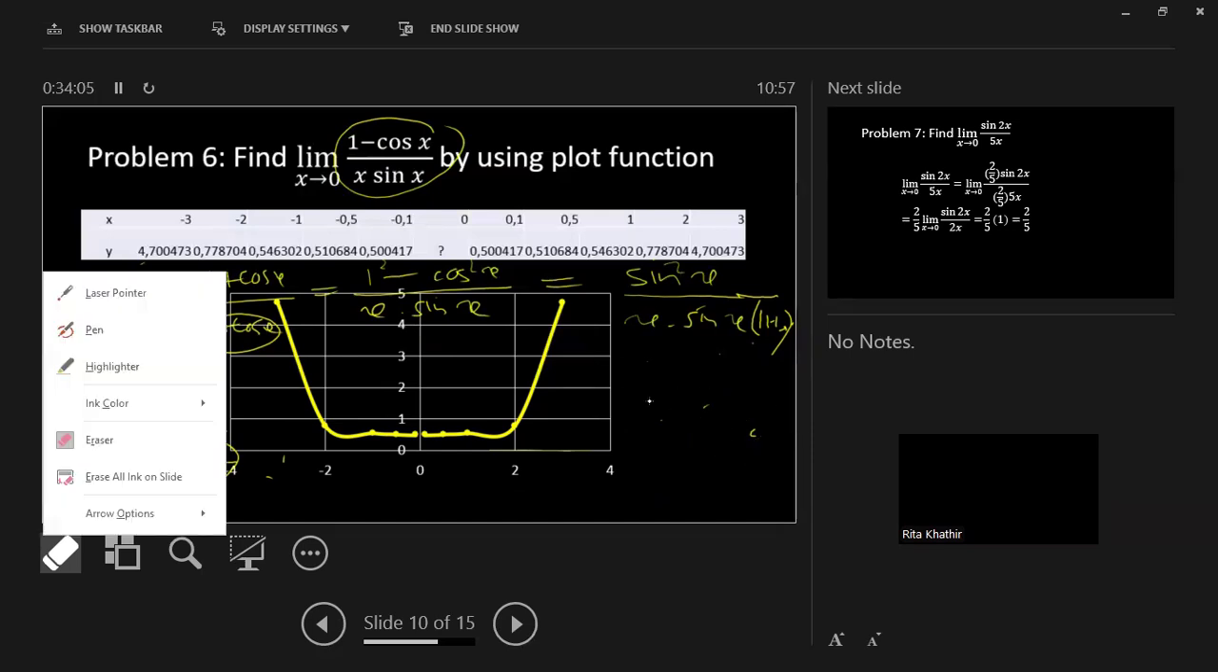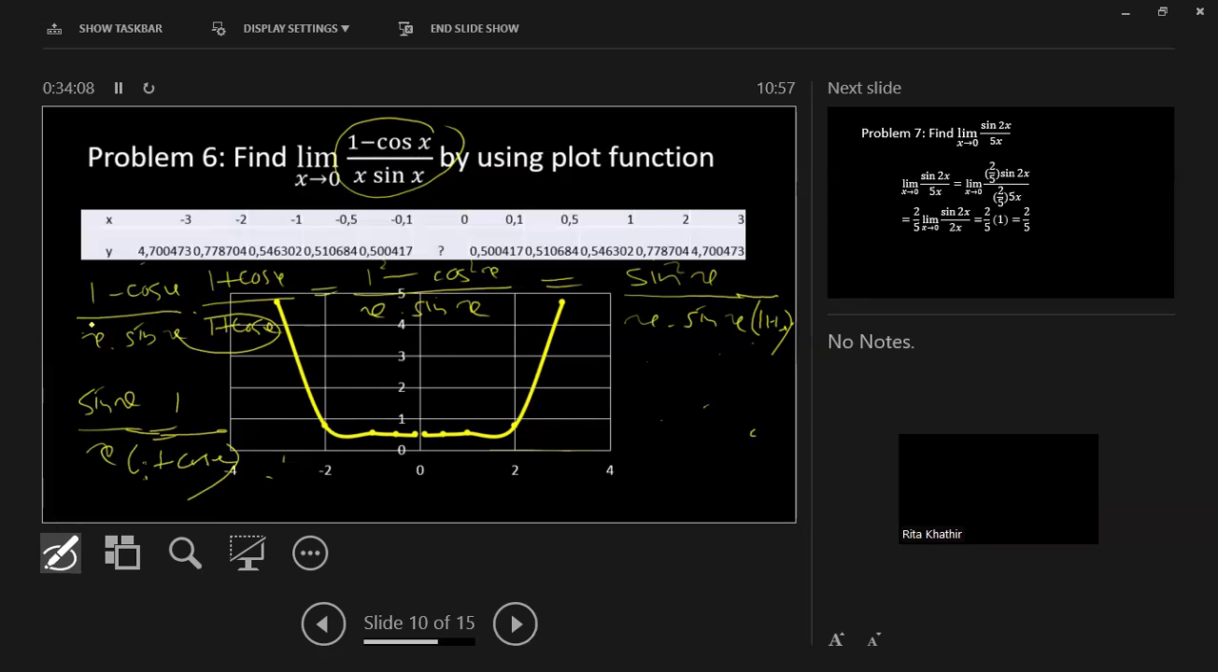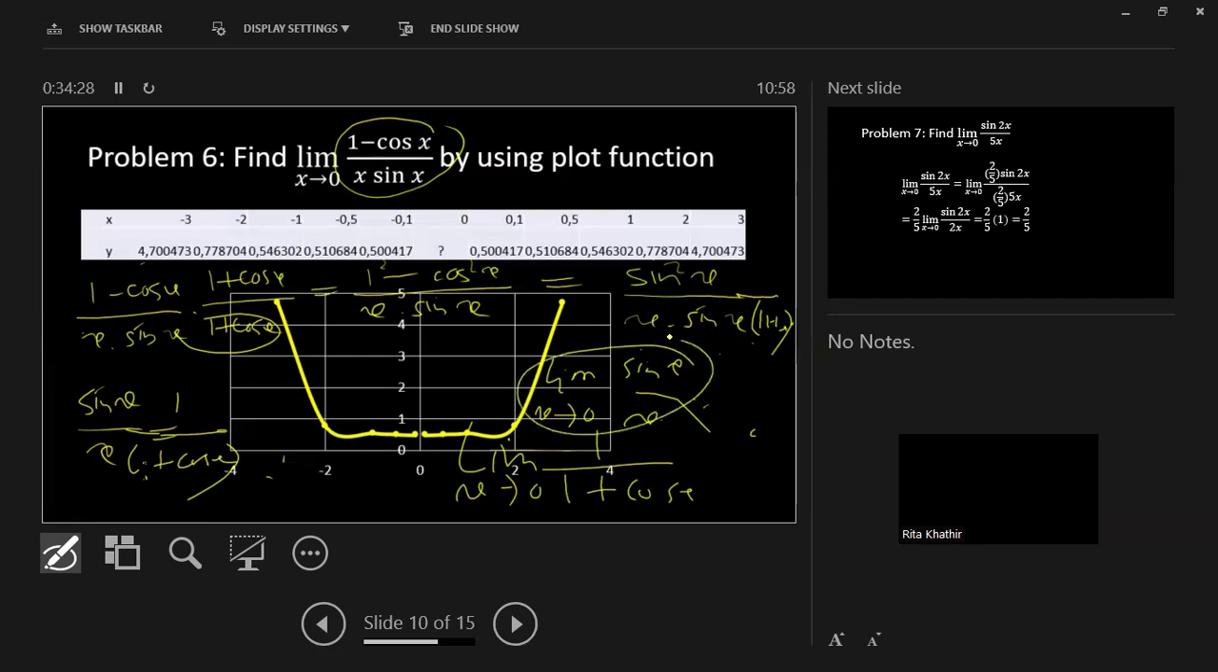Okay, in this case, we can make two limits. One is the limit as x approaches 0 of sine x over x, multiplied by the limit as x approaches 0 of 1 over 1 plus cos x. Here we have 1 already. And here, just change the x to 0: 1 over 1 plus cos 0. Cos 0 is 1, so you get 1 over 2. So now we have proved it, and we can continue the line.